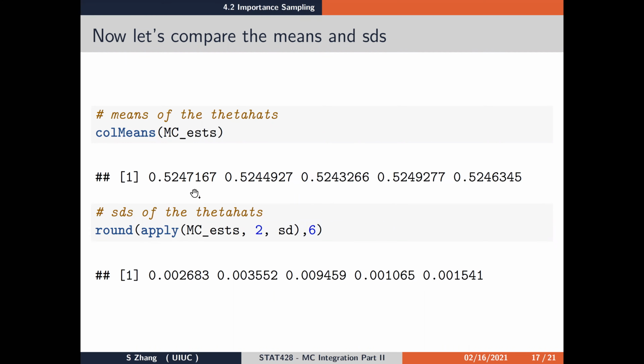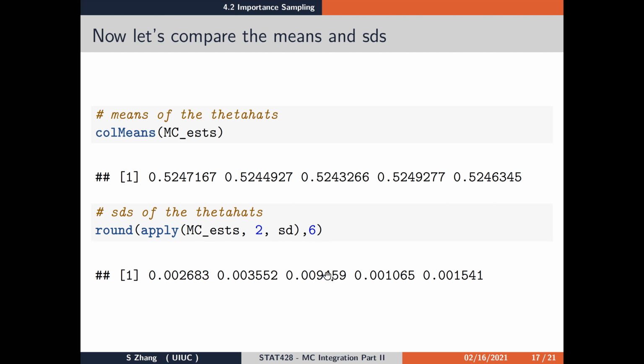But what is more important is to compare the variance or the standard deviations, because the smaller the standard deviation, the smaller the variance, the smaller the MSE, and the more efficient our theta hat is. We can get this using the apply function, where for each column of the MCS matrix, we apply the function that gets the standard deviation. In order to display all the results, I have rounded everything to 6 digits. And here are the outputs.